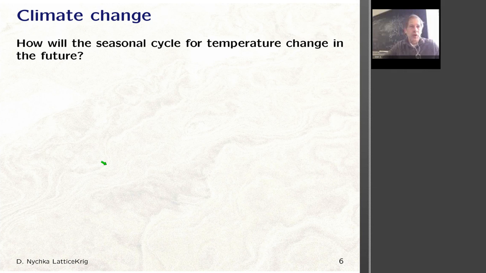Okay, so just to end this data motivation, we have a simple question. How will the seasonal cycle for temperature change in the future? Based on the NARCAP experiments, we can run these models under present climate and under a projected future climate, and we can just ask the question, will there be a difference? And if so, how? So that's what we'll be talking about.